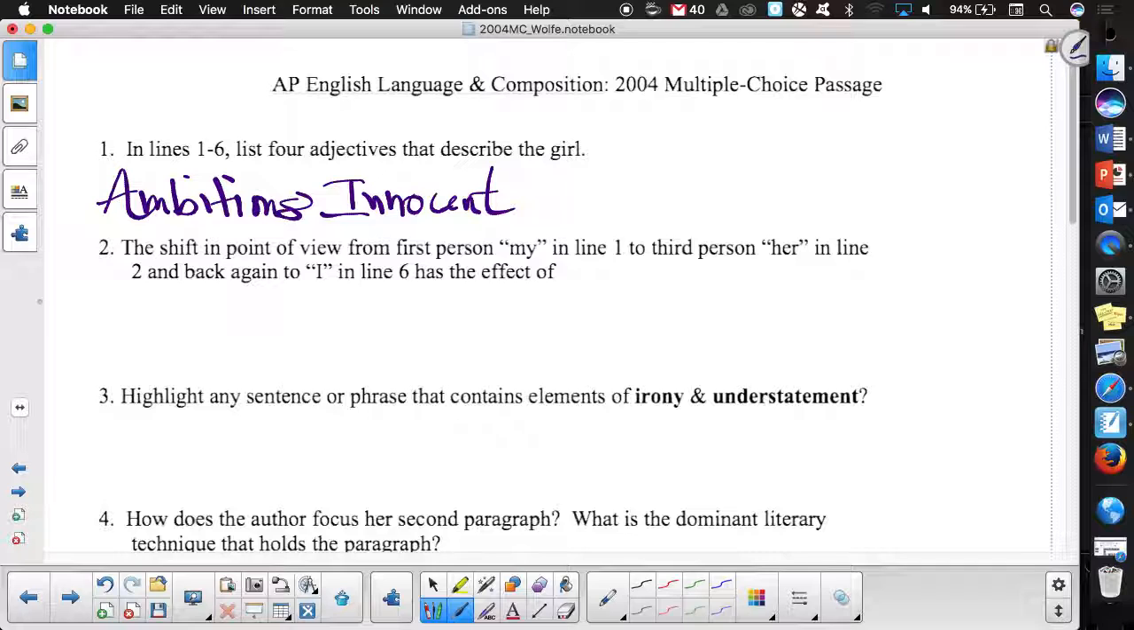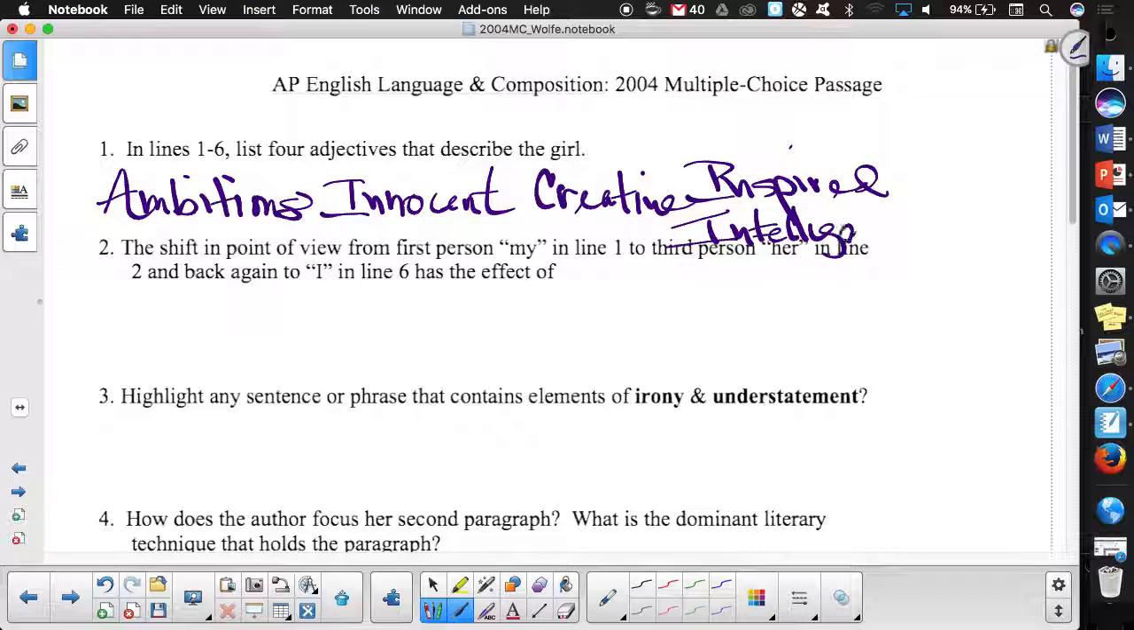Creative. Okay. Inspired. Intelligent. We're going with a lot of ins. Not insane. I guess that's an M. Yeah. But spell it with like two N's.